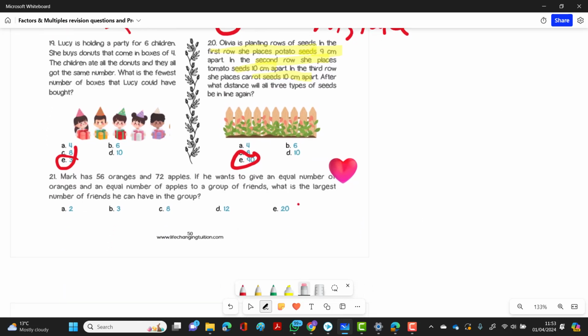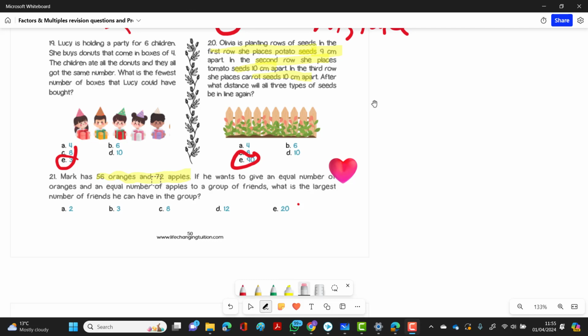Mark has 56 oranges and 70 apples. If he wants to give an equal number of oranges and an equal number of apples to friends, what's the largest number of friends? So you've got to find the LCM of 56 and 72. Okay, just checking. It's not LCM, it's HCF.